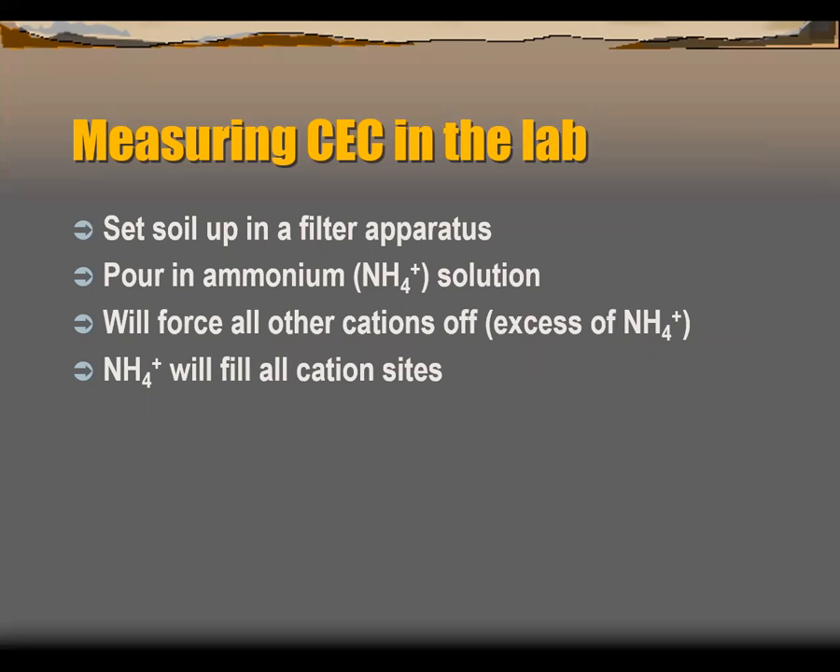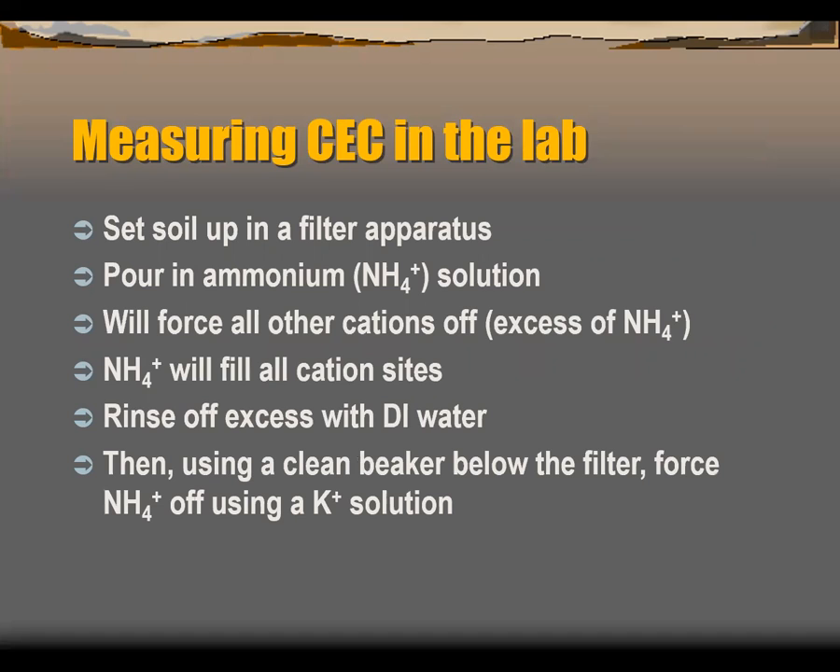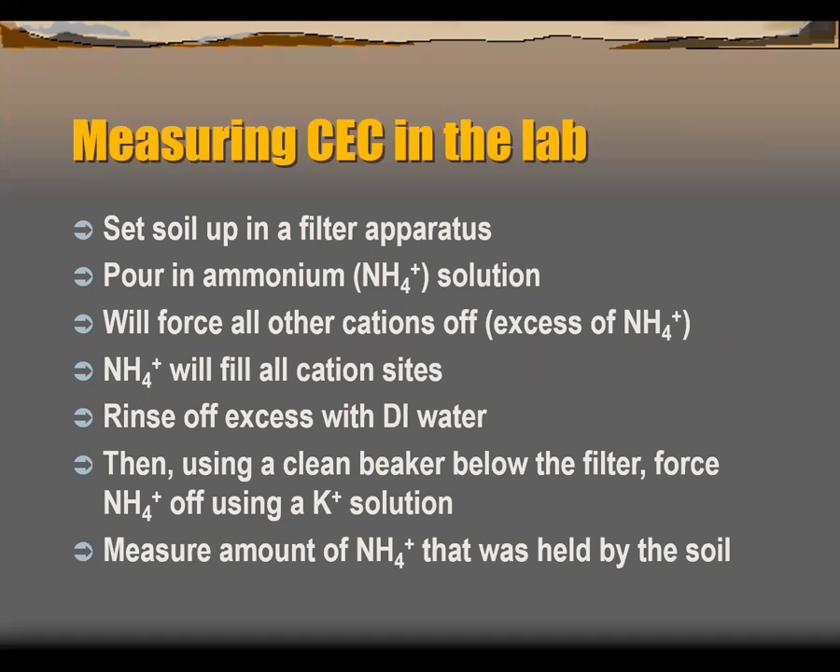Now what you've got is each cation site occupied by ammonium. You want to rinse off any of the unbound excess with deionized water. Like I said, now you're ready to measure. You use a potassium solution typically, because it's easy to make up, to force that ammonium ion off, and then you titrate to find out the quantity of ammonium. And that tells you the cation exchange capacity.